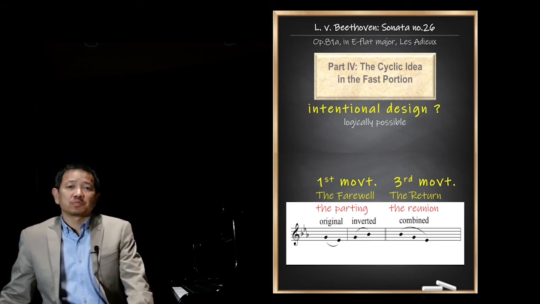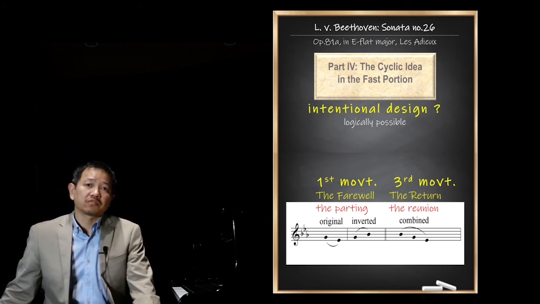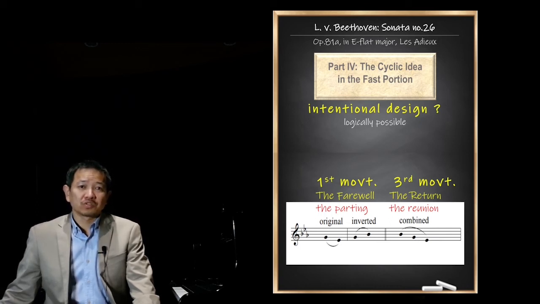The first movement speaks about the farewell. It makes sense that we find the tonic triad split into two parts of the third interval, the downward and the upward. It well represents the two parting friends. The third movement speaks about the reunion. It makes sense as well to see the tonic triad now reunified.